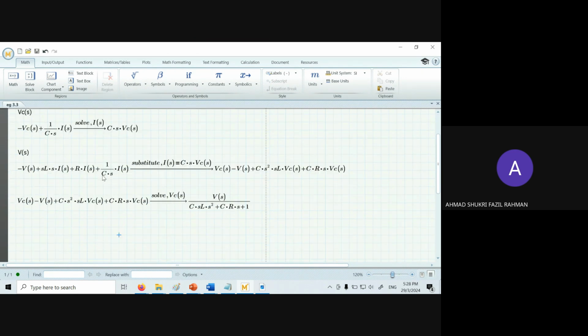So this is how we manipulate. You can use any method that you feel comfortable with. So for this one, you can see from here, okay, this is the VS, and then substitute, and then the final value would be VC over VS. So it is 1 over CS LS square plus CSRS, and then plus 1. So you try first. And then if problem, maybe we can see after Hari Raya break.